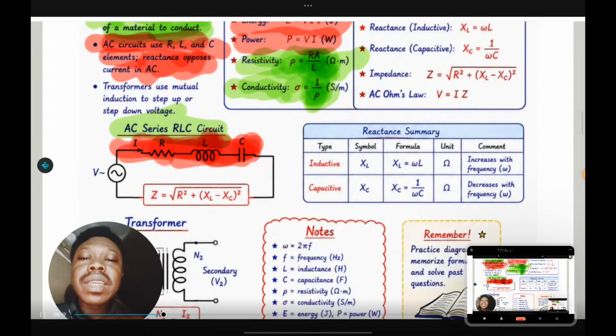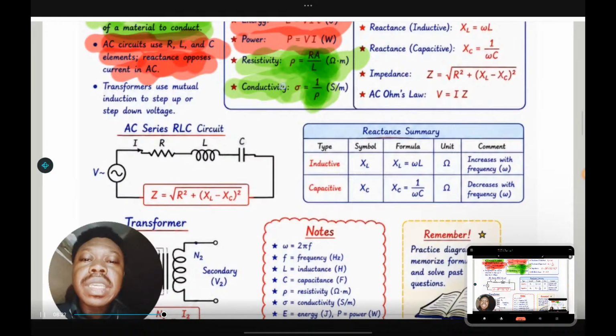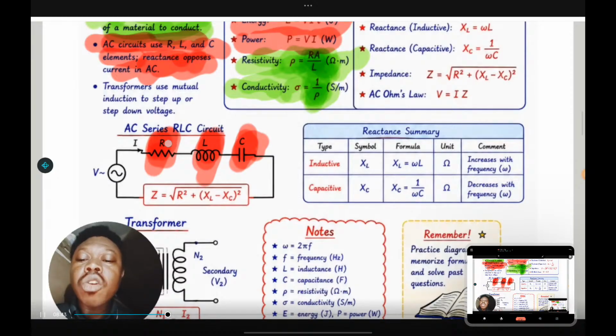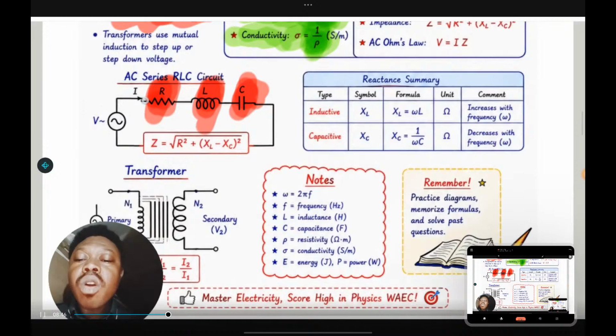What is L? L is inductor. C is capacitor. This is capacitor. This is inductor. This is resistor. Then the function resistance, the function inductance, the function capacitance. This is measured in farad. This is measured in Henry. This is measured in ohms. Take note of that. Then when you combine these three together, the opposition offered by both resistor, inductor, and capacitor will give you impedance.